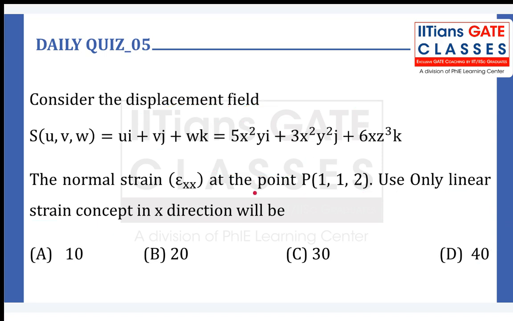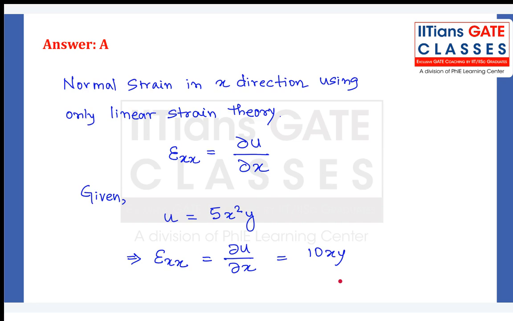Linear strain means that the normal strain in x direction is dependent only on the x component. Linear strain means strain in x direction is dependent only on the x component. So this is what you can simply understand. Normal strain in x direction using only linear strain is the rate of change of displacement with respect to x. This is the strain, isn't it?